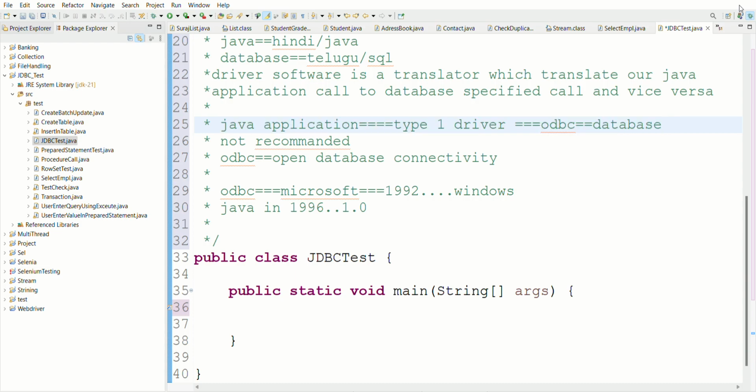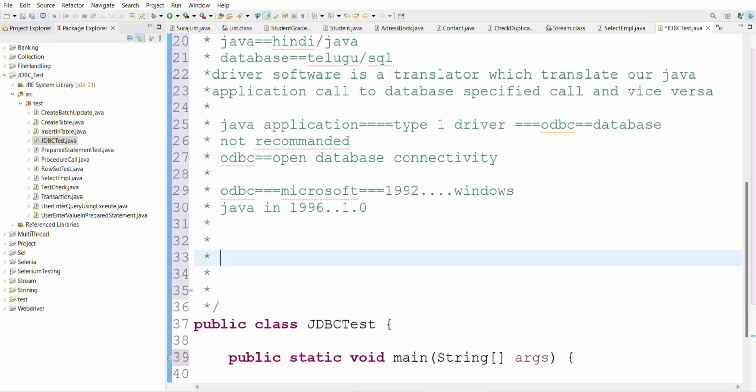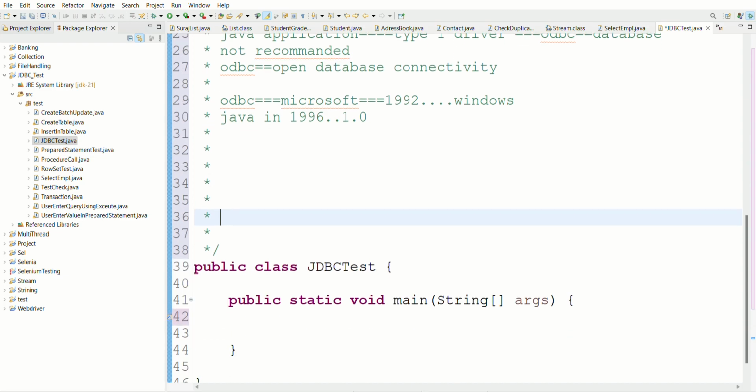Why is type 1 driver platform dependent? Because internally it is using ODBC, and ODBC allows only Windows operating system. That's why type 1 driver is platform dependent. This is the major disadvantage of type 1 driver. That's why today no one is using the type 1 driver. It is not recommended right now.